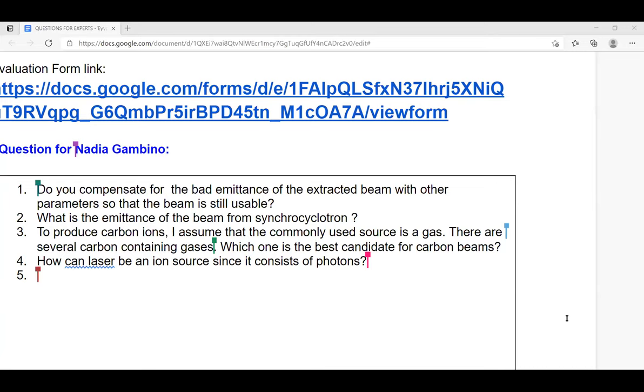So what is the emittance of the beam from the synchrotron? Well, this I would refer to the next speaker that will talk about the synchrotron. I think it's tomorrow, right?